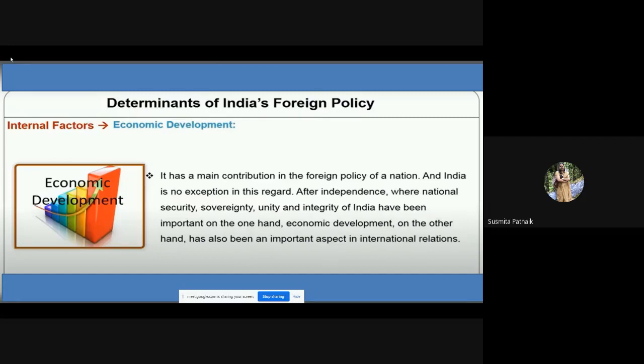For maintaining the economic development, the foreign policy of a country is important. When you are trying to become rich, you should change your approaches to other persons. Suppose you are a marketing agent.